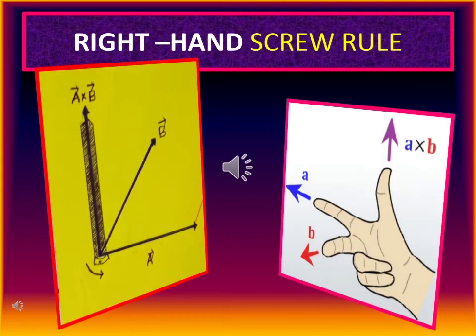If we hold our right hand as shown in the figure, and if the index finger represents the direction of vector A and the middle finger represents the direction of vector B, then the thumb will represent the direction of the resultant vector.